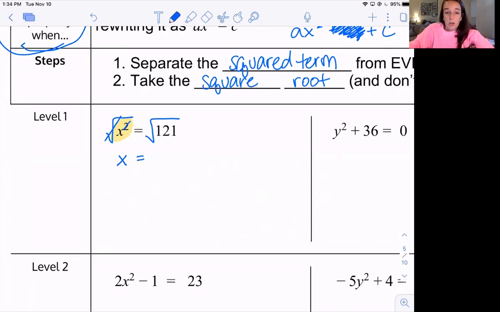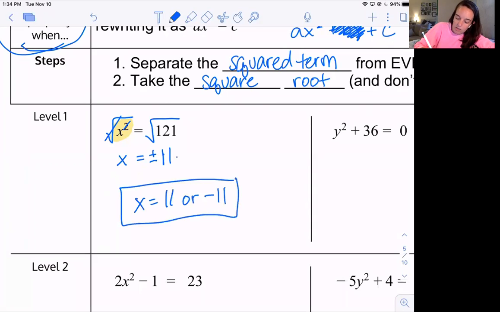And then does anyone know what the square root of 121 is? 11. Wendy, you must have had that already up ready to go. 11, because 121 is 11 times 11. So the square root of 121 is 11. And that last piece, we can't forget that it's plus or minus. Anytime that we take a square root, we're going to have positive and negative answers. So I would say that x equals 11 or negative 11. That is what the positive or negative means.